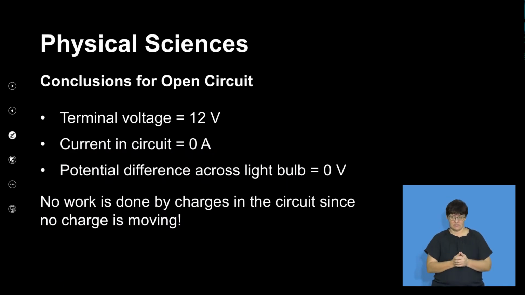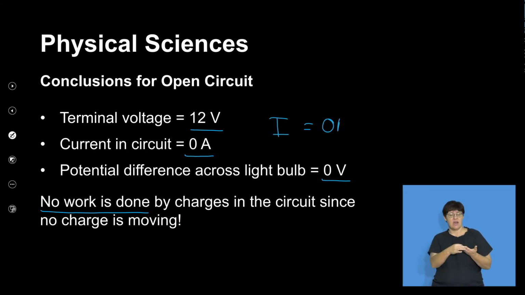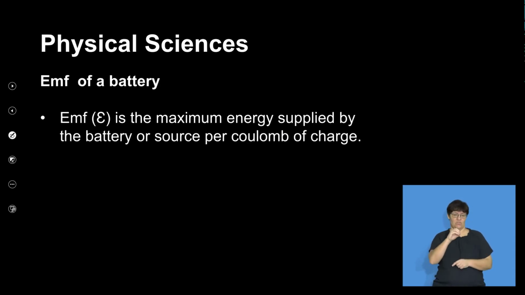Right, okay, now in conclusion, for an open circuit, the terminal voltage across the battery is 12 volts. There is no current flowing, which means there is no work done in the circuit. Then that's why we register 0 amperes of current from that ammeter. Right, so the potential difference across the light bulb is 0 volts. Okay, so the implication is that there is no work done by charges in the circuit, since there is no charge that is moving. No charge moving suggests that current in the circuit is equal to 0 amperes. Right, so this is one of the very important things.